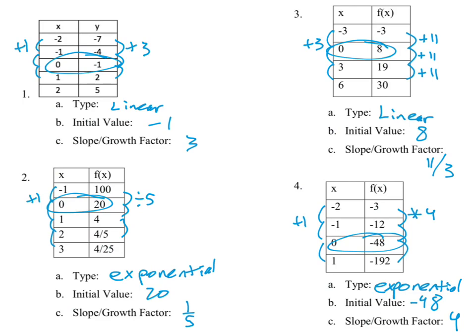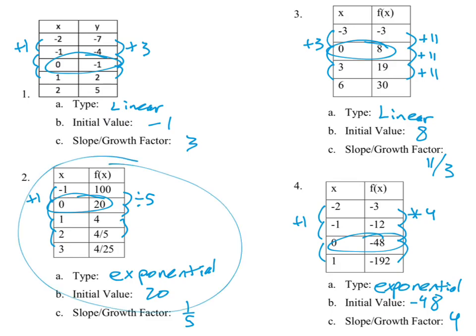So let's have you check your answers here. Our first one here, I saw my x's were going up by 1, my y's were going up by 3, so it makes it linear. My initial value here is just when x is 0, so I got negative 1. And then going up by 3 on y's and 1 on x's means my slope is 3.